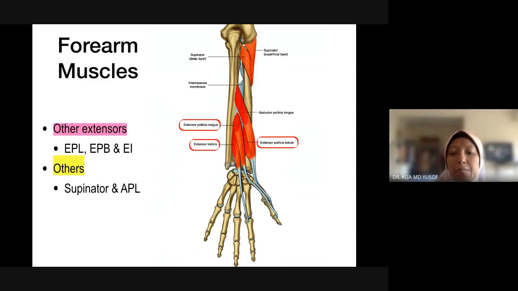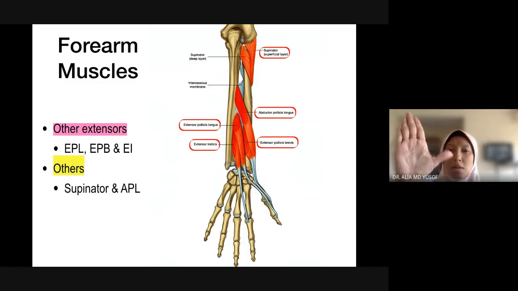Okay, now the other groups are the supinator muscles and also abductor pollicis muscle. Supinator muscle for supination, and abductor pollicis muscles insert sama dengan tadi, dengan extensor pollicis brevis, iaitu dekat base of metacarpal first digit, and dia punya kerja adalah abduction. Abduction saya dah tunjuk dulu kan?